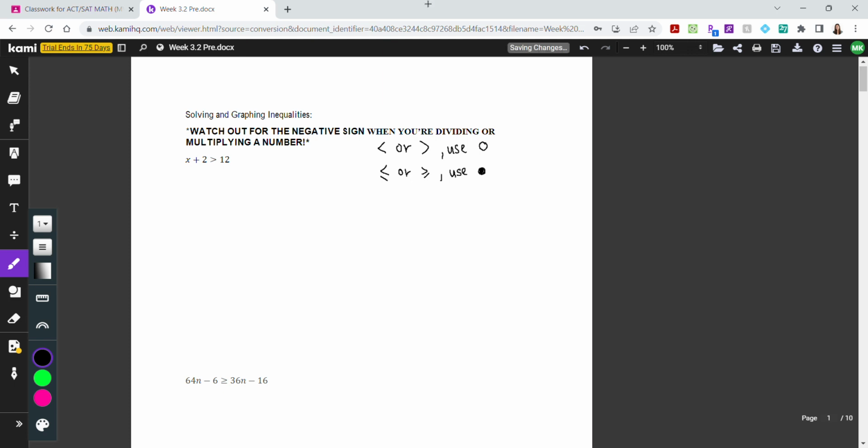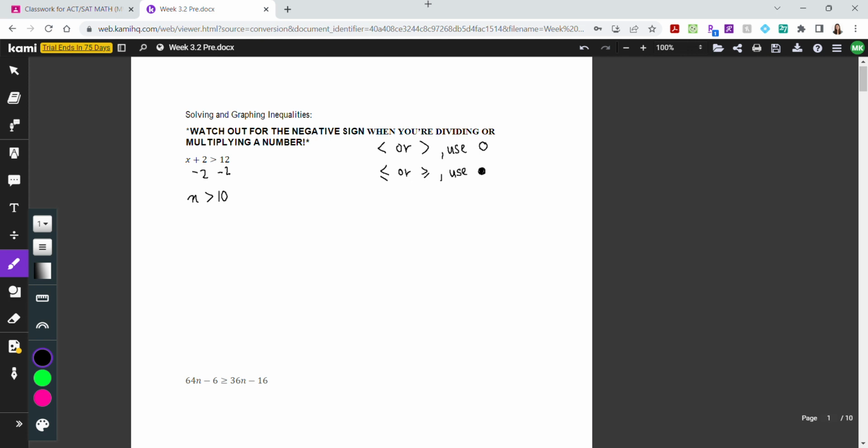So let's get started first. In order to solve an inequality, which is similar to a linear equation, we want to isolate the variable that we're trying to find. If we look here, we have x. We want to isolate x. So how are we going to do that? We want to get rid of 2, so we're going to subtract 2 on both sides of the inequality. And from there, we're going to get x is greater than 10.